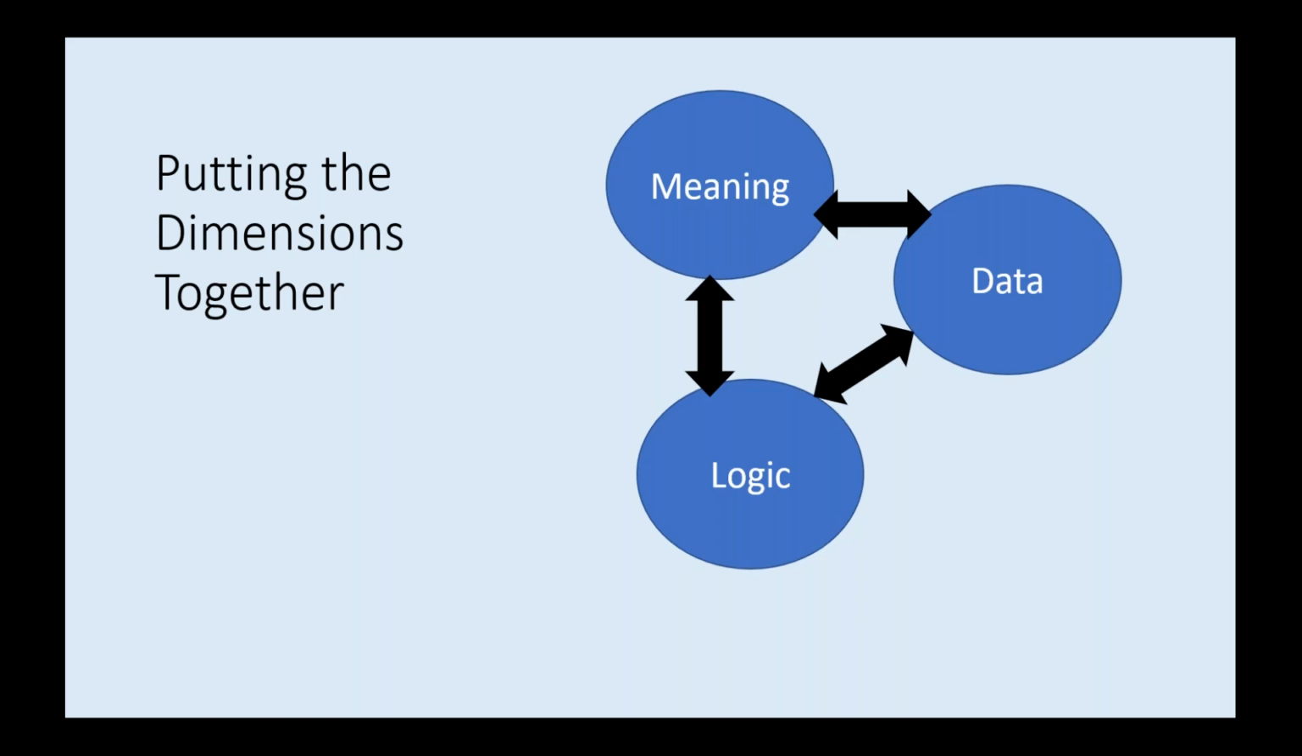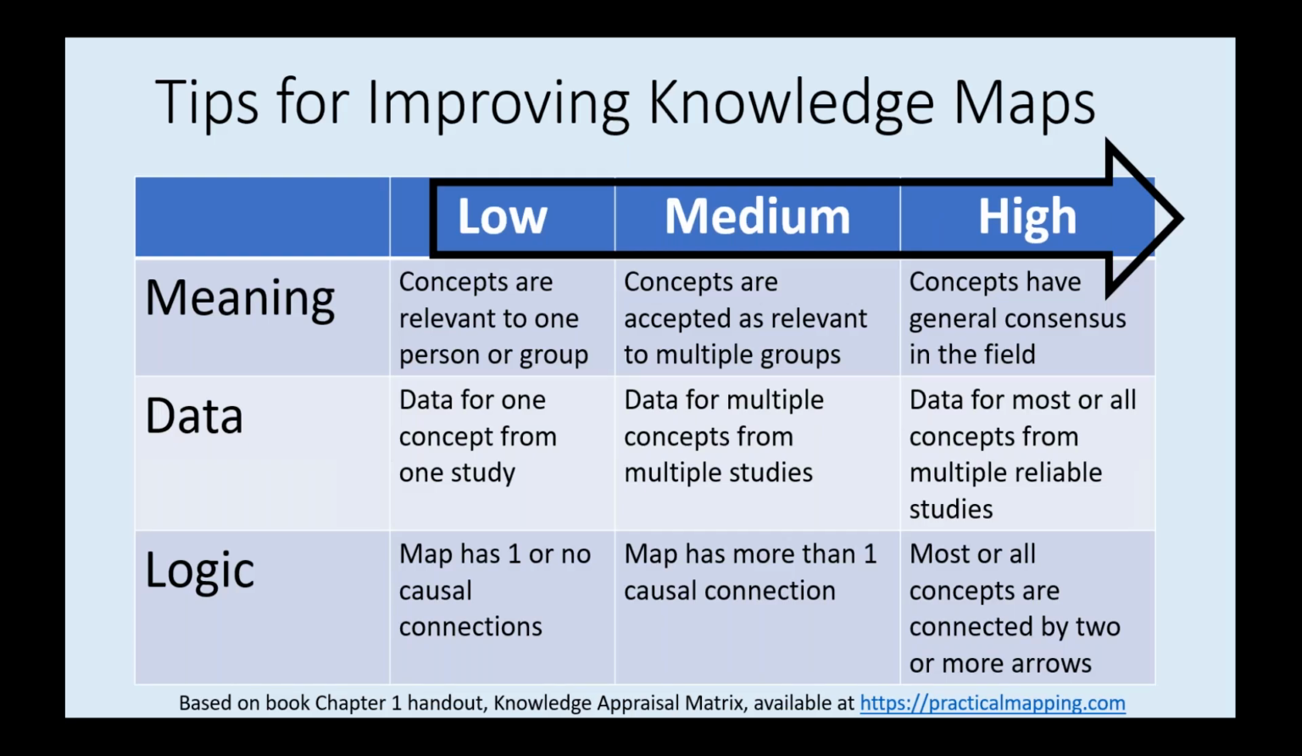These three dimensions of useful knowledge are closely interrelated. By striving to improve our knowledge on all three dimensions together, each dimension helps us to avoid the limitations of the other two. We put together a knowledge appraisal matrix that summarizes key takeaways about how to assess and improve the utility of our information for working as we expect. It's available as one of the online handouts from the book at practicalmapping.com. Also, in Chapter 3 of the book, we provide a more detailed study appraisal matrix for assessing the quality of a specific study in greater depth.